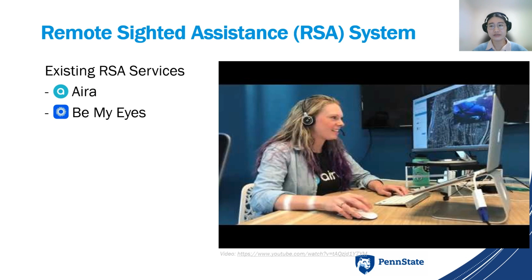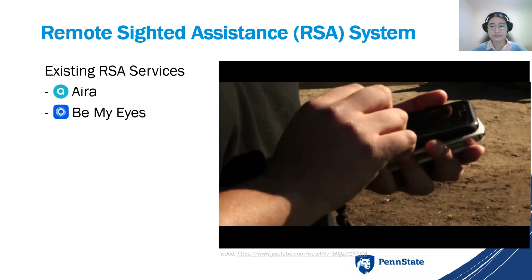Remote Sighted Assistance, or RSA in short, is a navigational aid for people with visual impairments, where they use a smartphone app to call a remote-sighted person while sharing their live camera feed. The remote-sighted person or agent interprets the live camera feed and provides navigational assistance to the user by natural conversations. Aira and Be My Eyes are two prime example RSA services. Let's watch a short video from Aira to better understand the RSA system.